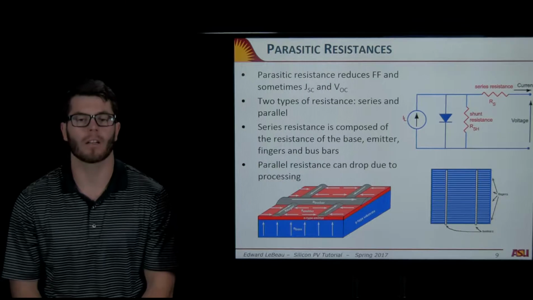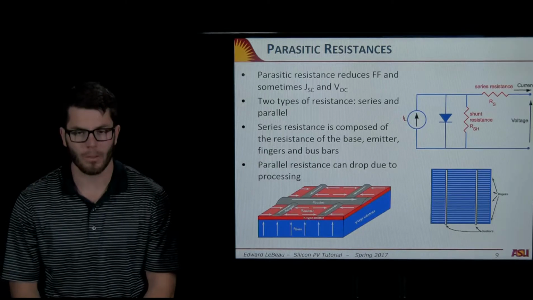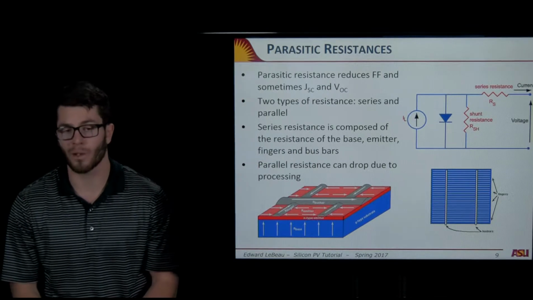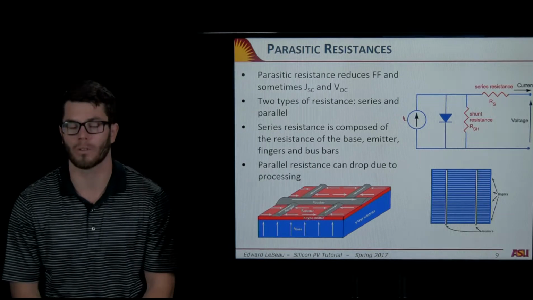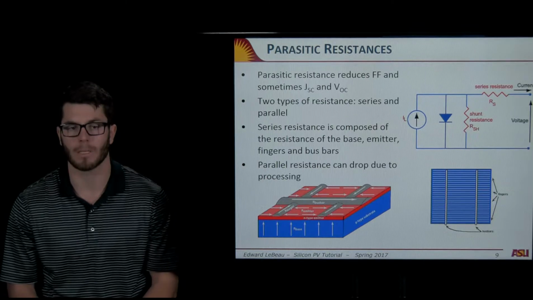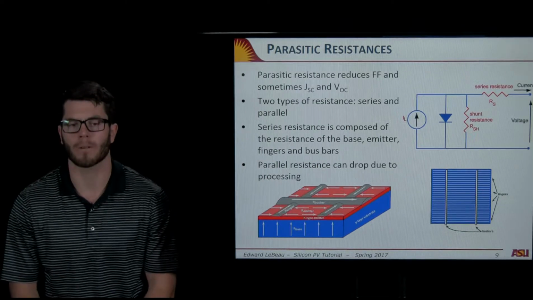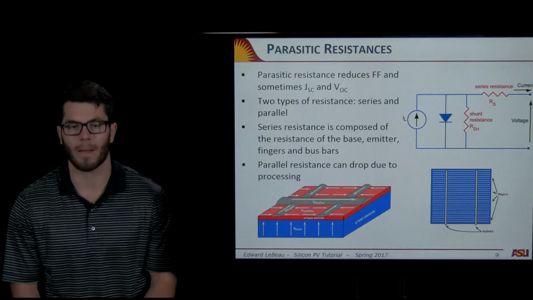We call those parasitic resistances. Parasitic resistances reduce your fill factor and sometimes have a negative effect on your short circuit current and your open circuit voltage, which remember we want both of those to be high. And there's 2 major types of parasitic resistances. There's series and parallel.